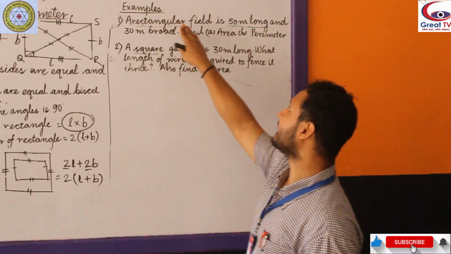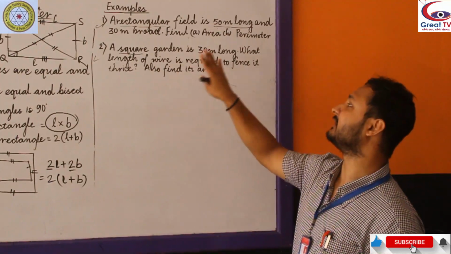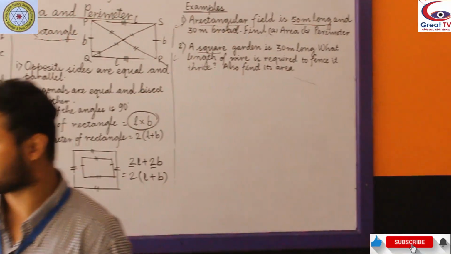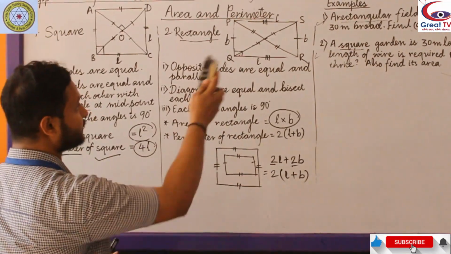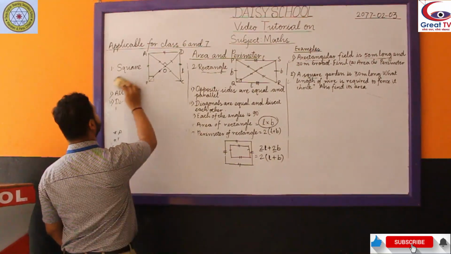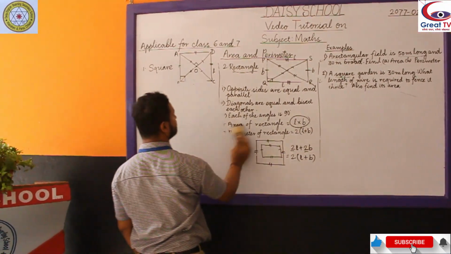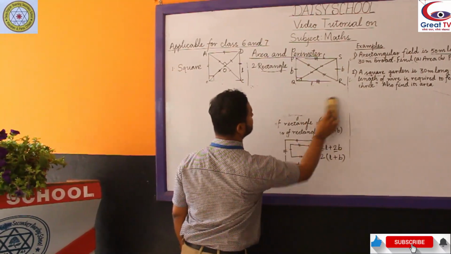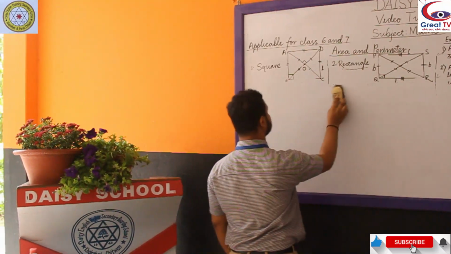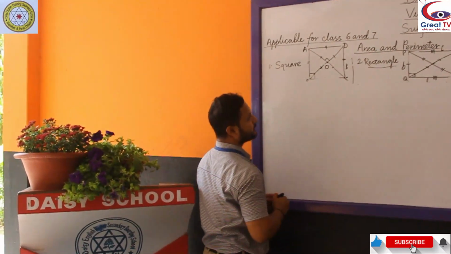Here, find the area and perimeter of rectangle. Here, you have to find the area and perimeter of square. So I would like to solve these 2 examples for you. So let me draw here. So question number 1.